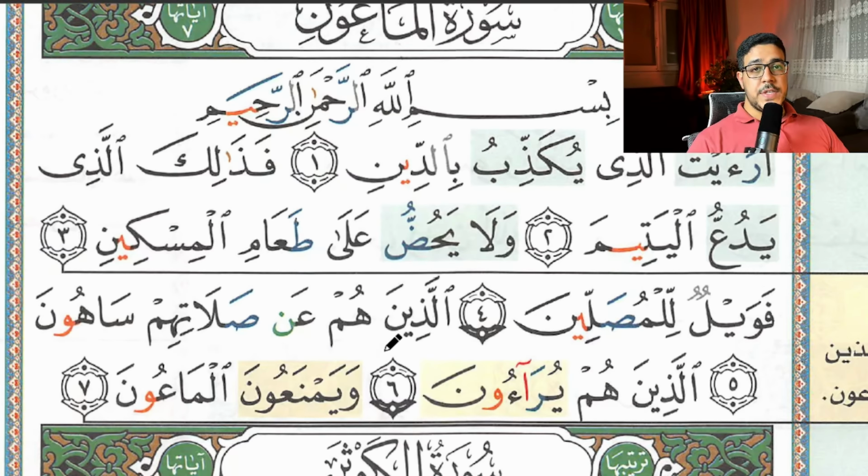Now, after we have understood this ruling of Izhar Shafawi, let's try to apply it in a verse from Surah Al-Ma'un. As we can see in this surah, we have here Meem Sakin followed by Ain, Meem Sakin followed by Sin, Meem Sakin followed by Ya. And all three of them are Izhar Shafawi. Let's try reading these verses.